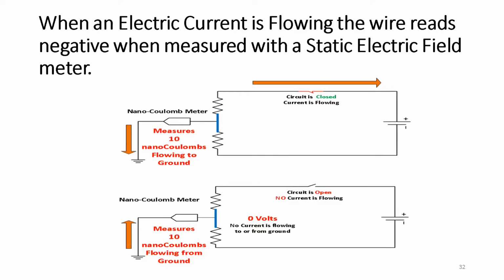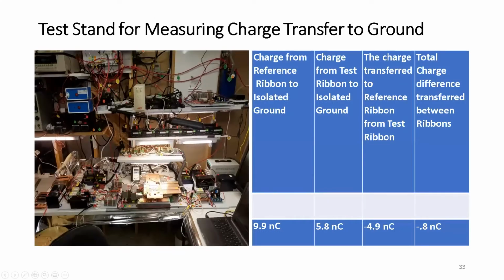Now, when this experiment was done, this is our test system here. The head down here is where we put a conductor, and we're all battery powered, and we have coulomb meters here to measure different things. In this test setup, we actually have two ribbons. We have a reference ribbon that has a reference current going through it, and then we have a test ribbon that's very close to the reference ribbon.